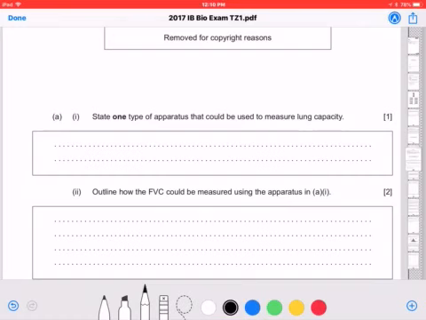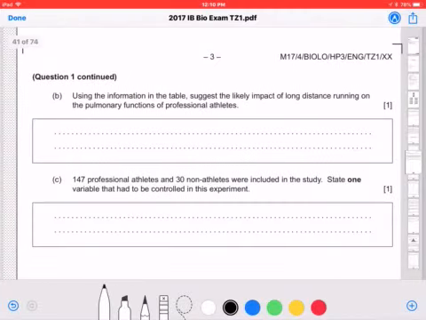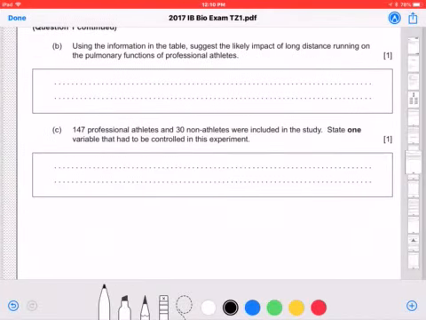Now you can see a little bit of the focus here on the execution or lab type of stuff. It's asking about an apparatus that could be used to measure lung capacity. I've also seen questions here in paper 3 about how to use a light microscope. But then it moves into the same basic types of things. State one variable that had to be controlled in this experiment. So it's back to thinking through the experimental design, scientific thinking, and interpreting the data in the graphs and tables.